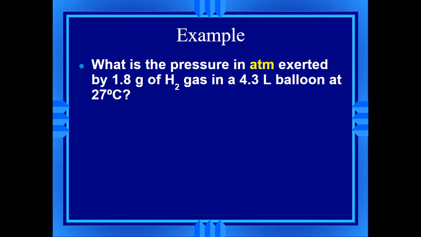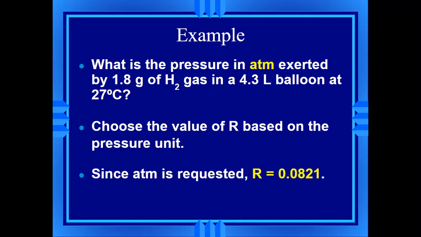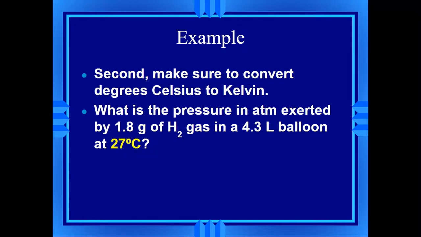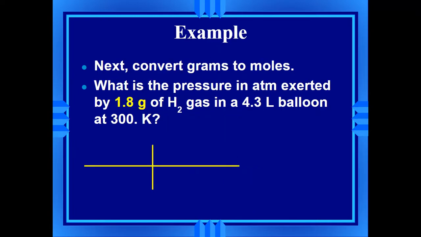Now let's move on to another one. What is the pressure in atmospheres exerted by 1.8 grams of hydrogen gas in a 4.3 liter balloon at 27 degrees Celsius? Let's make sure everything's in the right units. We choose our first R, which is going to be 0.0821 because our pressure is in atmospheres. And then we have to convert that temperature into Kelvin. So our temperature is going to be 300 Kelvin.